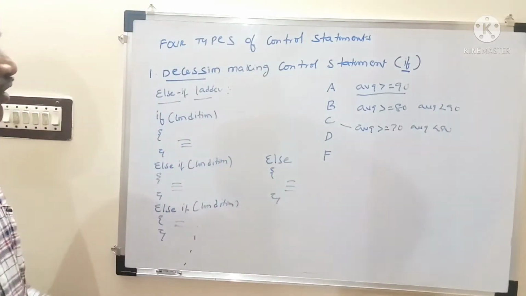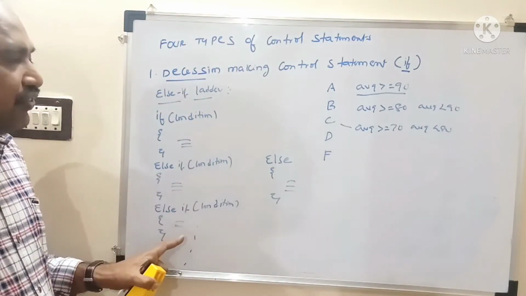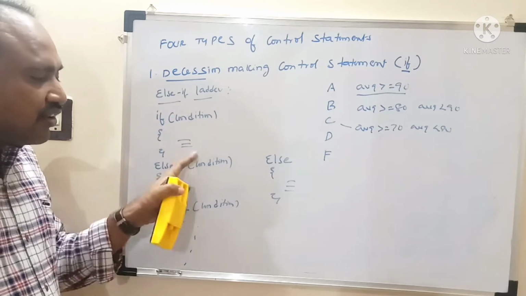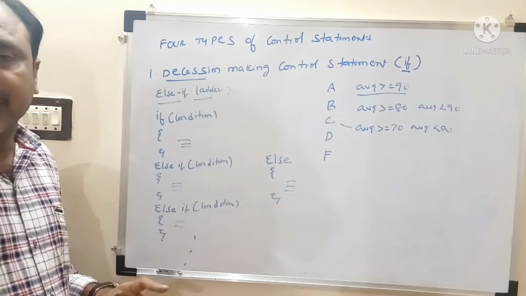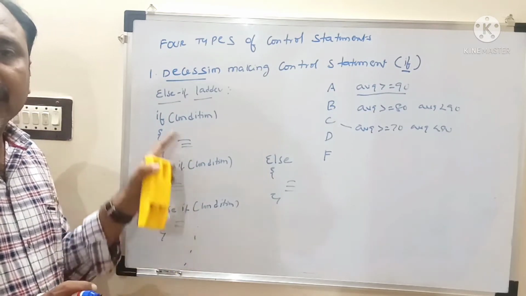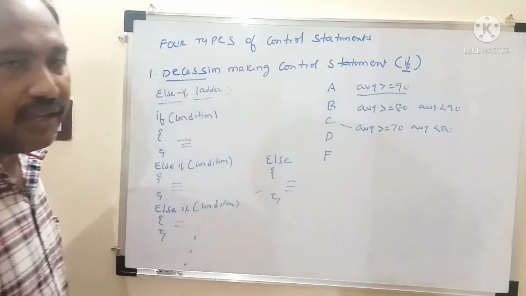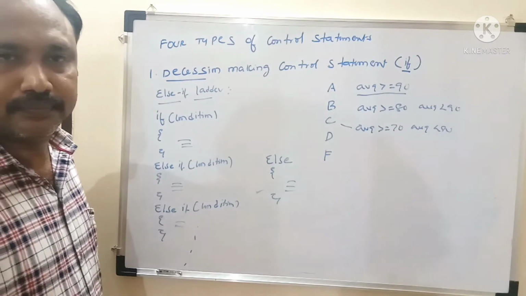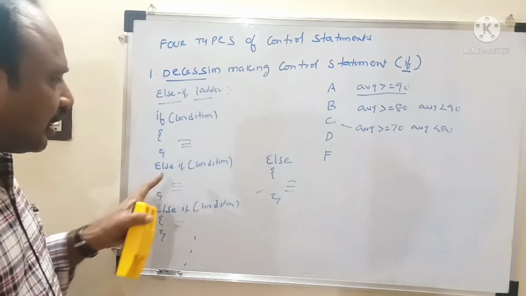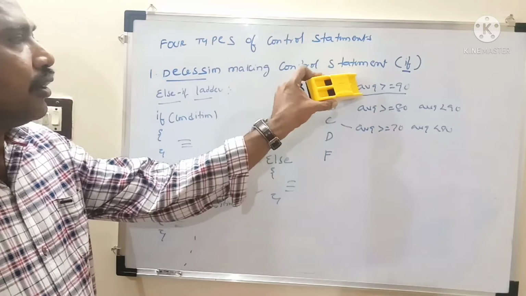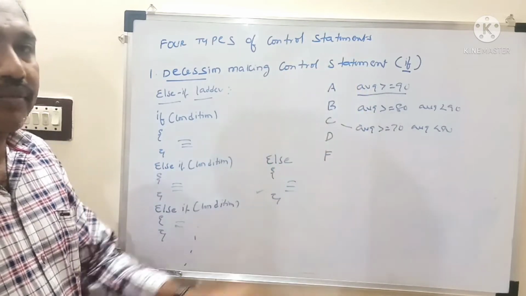Okay. When you are going to use the else if ladder, if any one condition is true, that associated block will be executed. If all conditions are false, then the else block will be executed. It is mainly used to implement these types of programs.